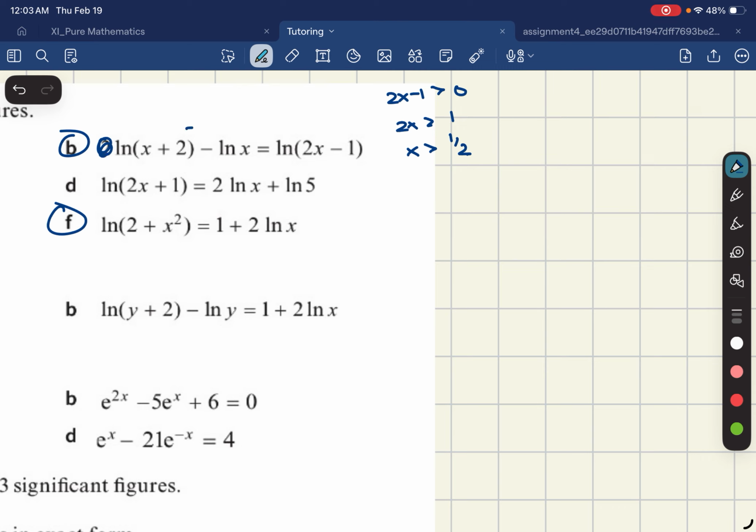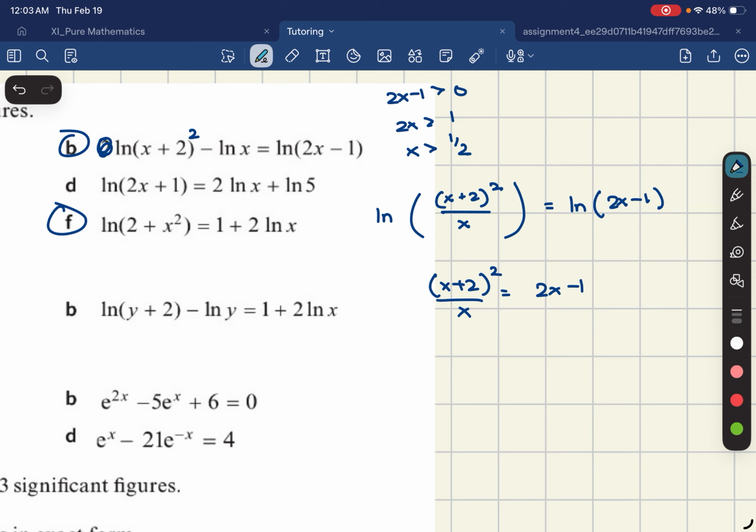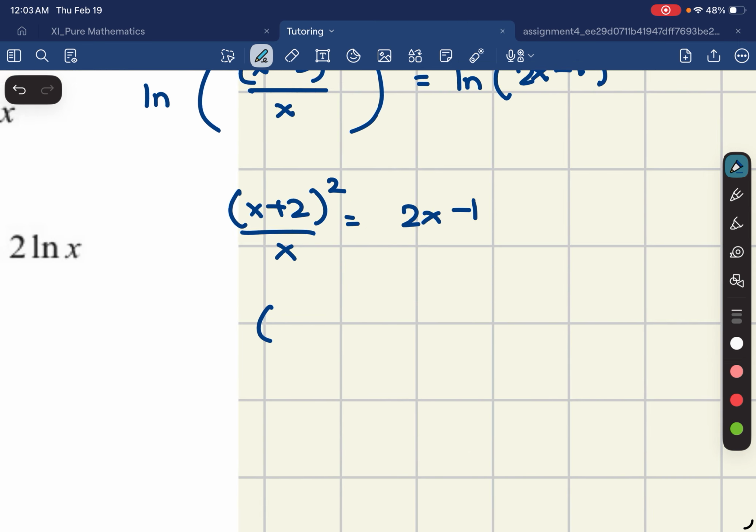And we don't like having these numbers in the front because they prevent us from using the rules of logarithms. So we just put it on as an exponent, and the left hand side simplifies to x plus 2 squared divided by x, because minus ln x just means that we can divide whatever terms we have inside the ln function, and on the right hand side we have ln 2x minus 1. So we have x plus 2 squared divided by x is equal to 2x minus 1. If I multiply both sides by x, I get x plus 2.